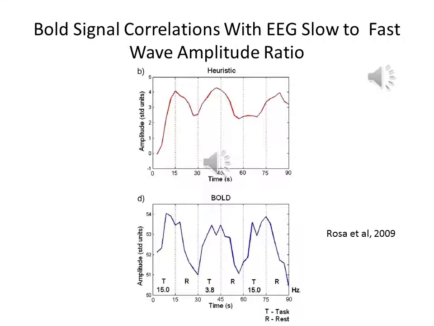The more recent co-registration studies comparing fMRI signals with EEG signals report that the greatest signal correlation between the two occurred when the slow to fast wave ratio of the EEG signal was used.